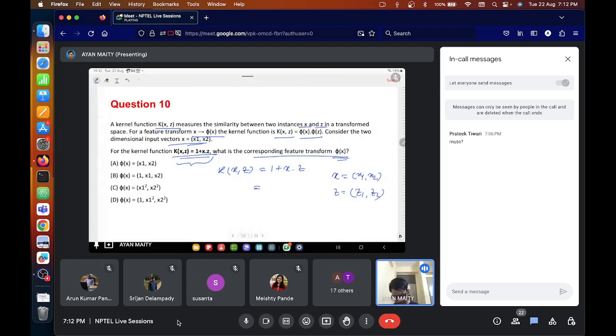So if we expand this x dot z, which is a dot product, it will be 1 plus x1 z1 plus x2 z2. This is the expression if we expand the kernel. We can represent this as a dot product of two vectors: (1, x1, x2) dot (1, z1, z2). So it is the dot product of this vector and this vector.